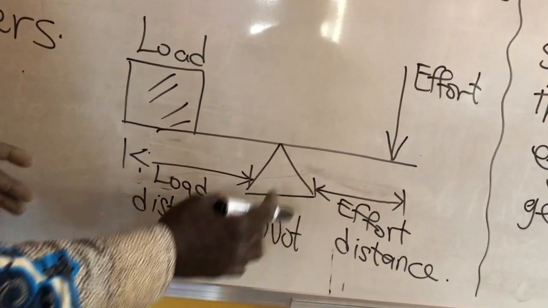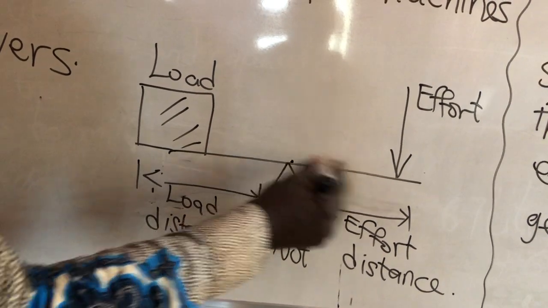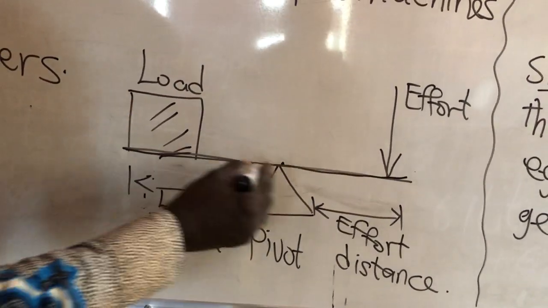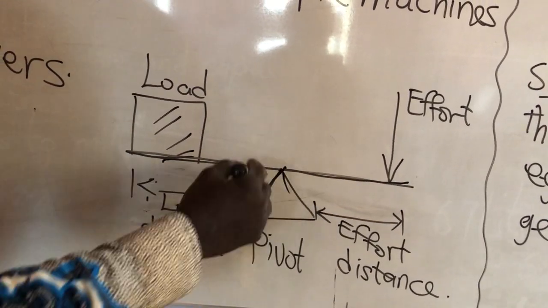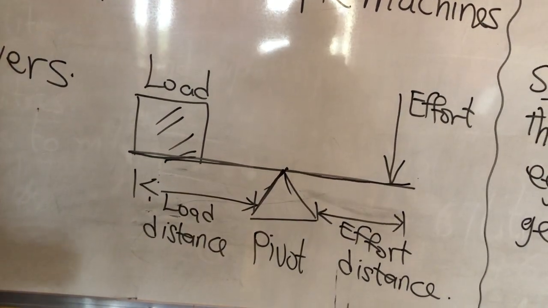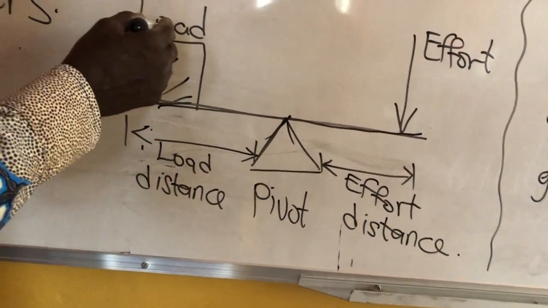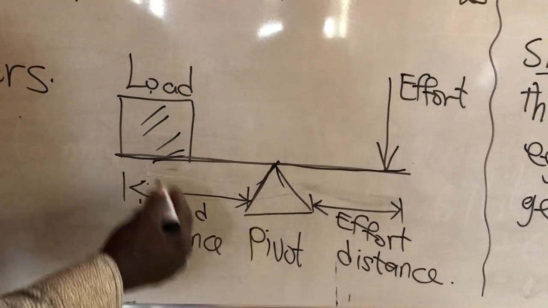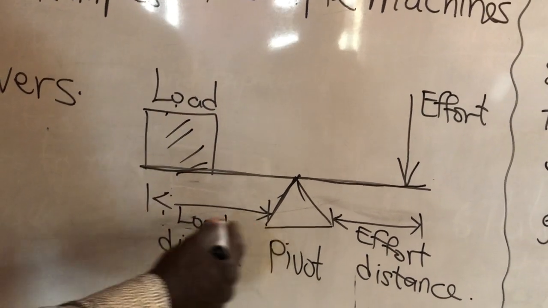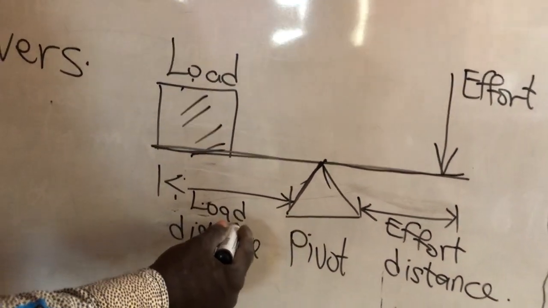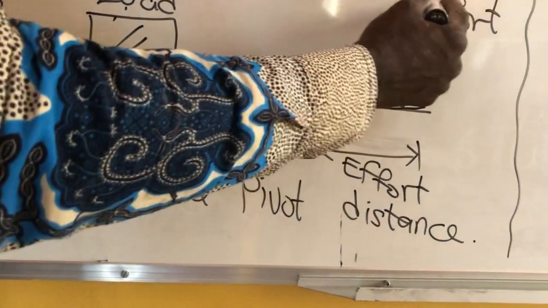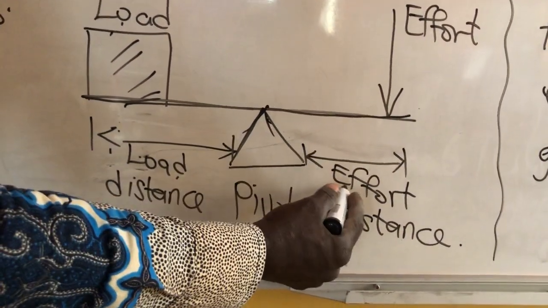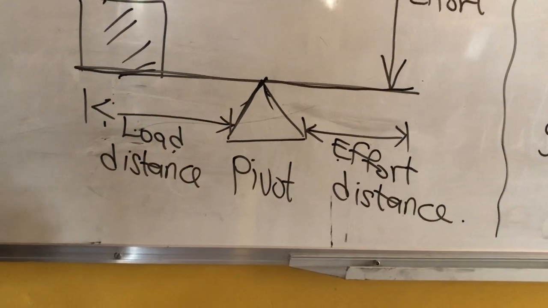Look at the positions. We have the pivot here. Let's say this is a bar. We have the pivot or the turning point, which is also known as the fulcrum. We have the load here, and we have the effort where the force is being applied. In between the load and the pivot, we call it the load distance. And in between the effort and the pivot, we call it the effort distance.